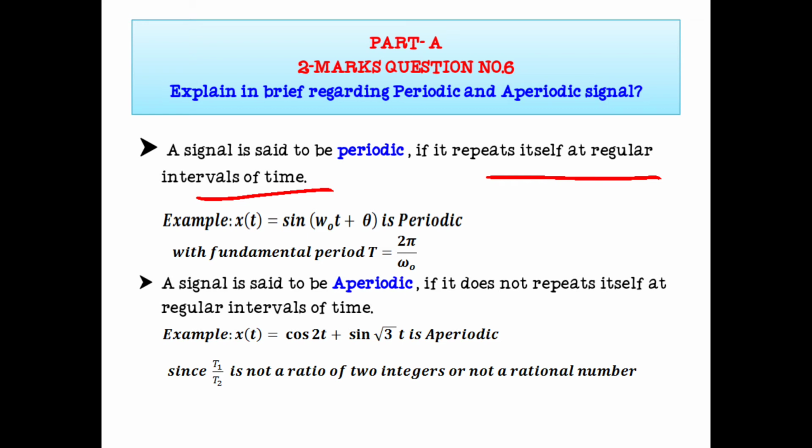Example, sin(omega naught t plus theta) is periodic with the fundamental period T equal to 2 pi by omega naught. I will clearly explain what is fundamental period, what is omega, what is T and all in the following slides. A signal is said to be aperiodic if it does not repeat itself at regular intervals of time. If you write an example for a periodic signal, write it along with the fundamental period. If you write an example for an aperiodic signal, there will be no fundamental period since it is an aperiodic signal.